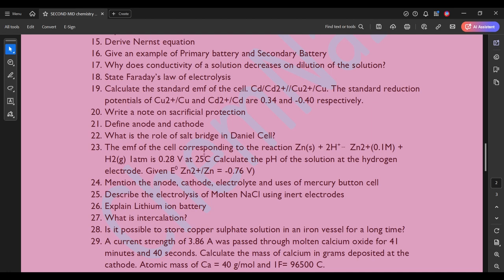Describe the electrolysis of molten sodium chloride using inert electrodes is a 5-mark question. It has been asked in some revision question papers. Explain lithium ion battery. This has been asked in one of the papers, rarely.